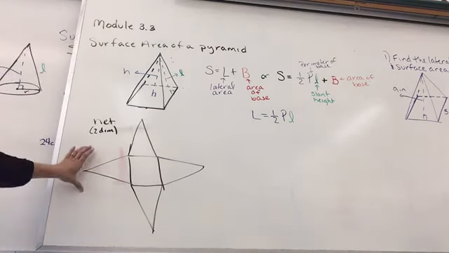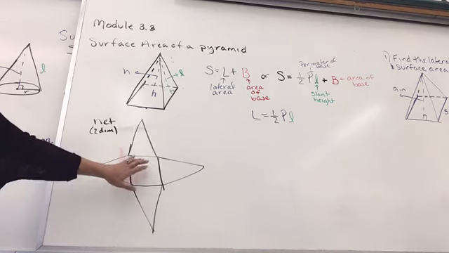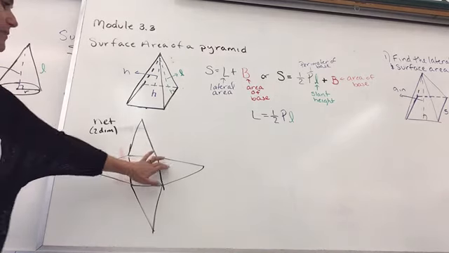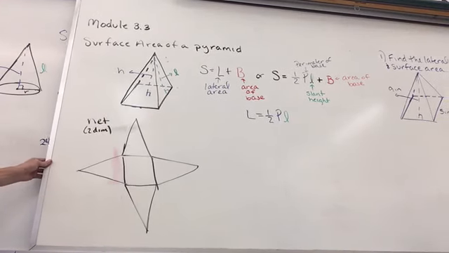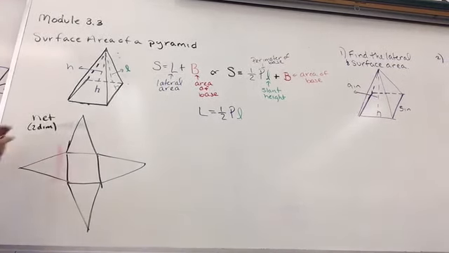So we have a net drawing. It looks like this, which is whatever the base is with the triangles coming out the sides. This is a two-dimensional drawing of a three-dimensional figure. We also have our formulas.